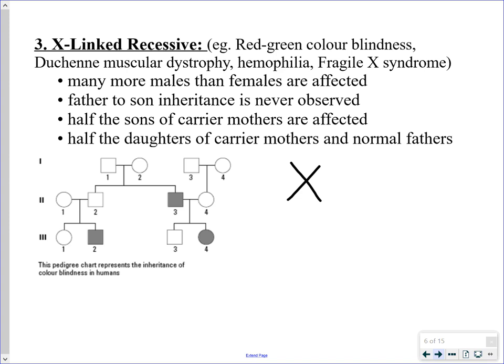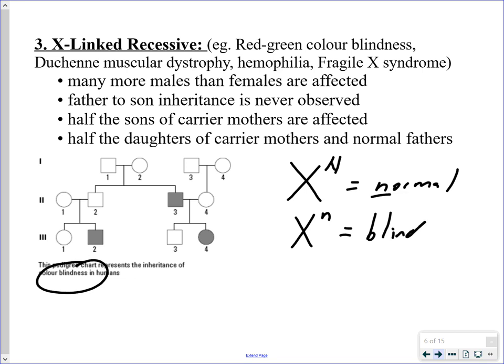So if it's X-linked recessive, the condition, that means the normal version is dominant. So now I'm just going to take that N for normal, and I'm going to superscript it on the X chromosome. The other version, the recessive version, is going to be the lowercase n. And in this case here, this is the one that we saw before. It is for the color blindness. So that's what we're tracking as color blindness here.